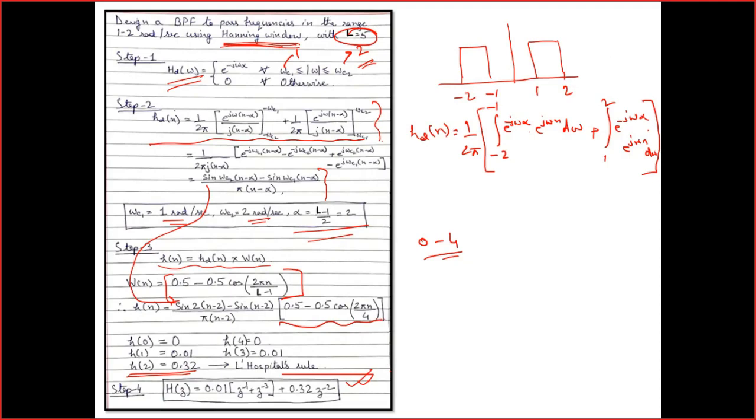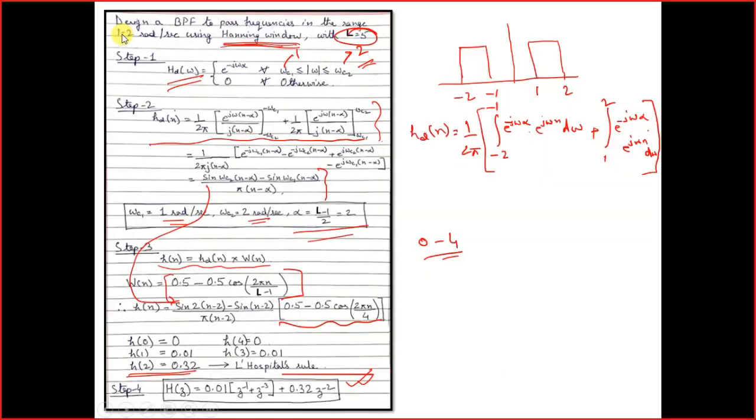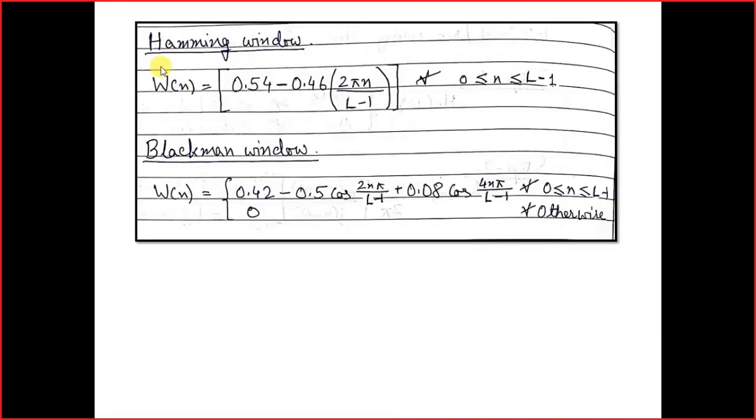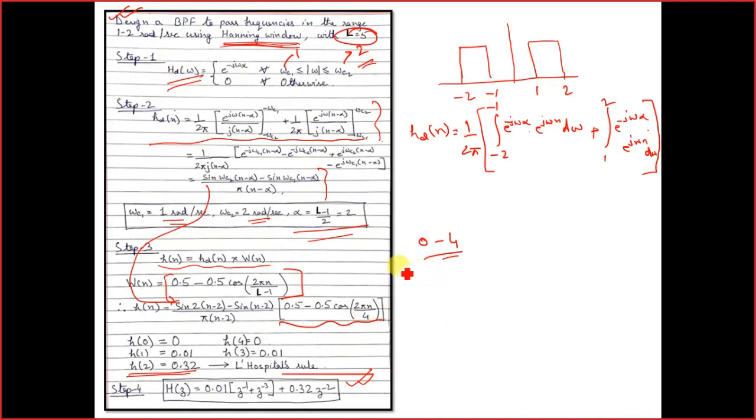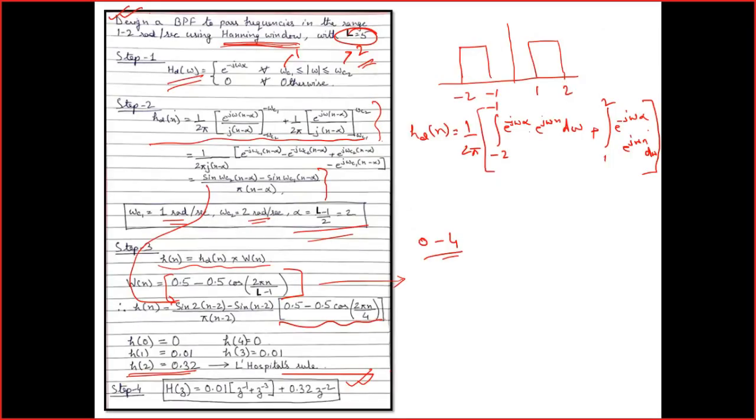I would ask you now to solve this numerical and the second one on your own. After you have done this one, solve the second one by changing the window to Hamming window and Blackman window. If you have any question, you can ask. Otherwise, we can start with solving this numerical.